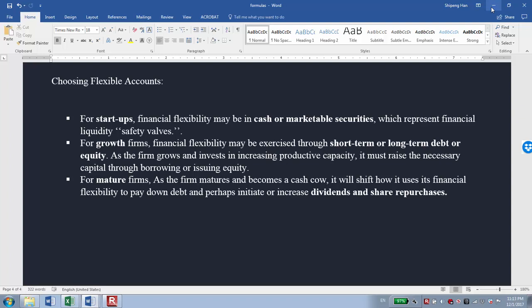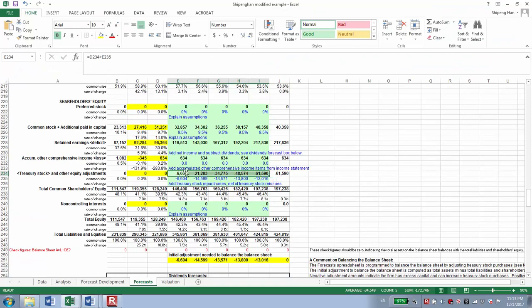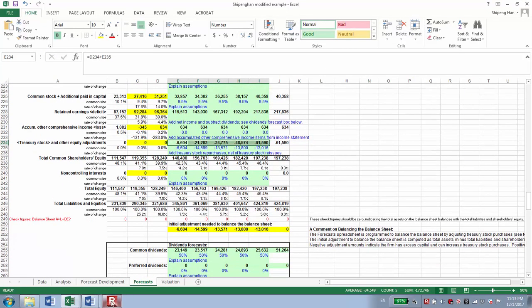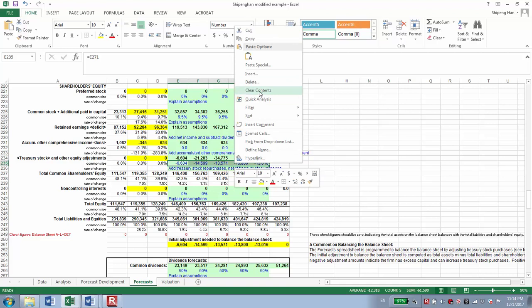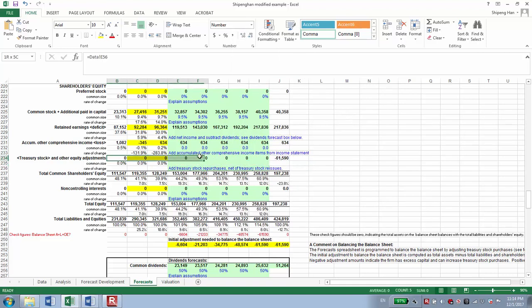Okay? Because when companies make profits, the retained earnings usually increase. When they pay dividends, the retained earnings decrease. When they incur loss, the retained earnings also decrease. So this account is quite flexible. So I should make some changes to this spreadsheet. Okay, if I delete all these adjustments, clear the contents, see what happens. All the treasury accounts are zero, right? If there are no adjustments, the accounting equation is not balanced. These amounts are just equal to the difference on both sides of the accounting equation.